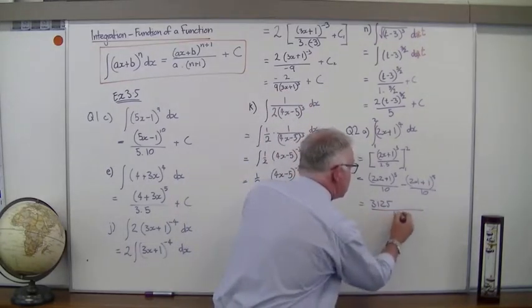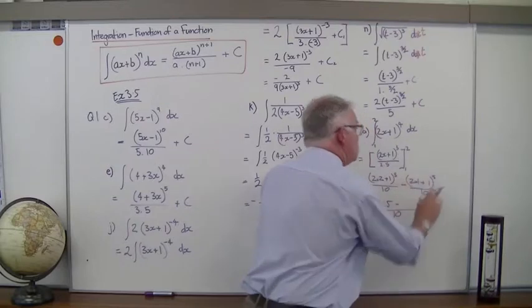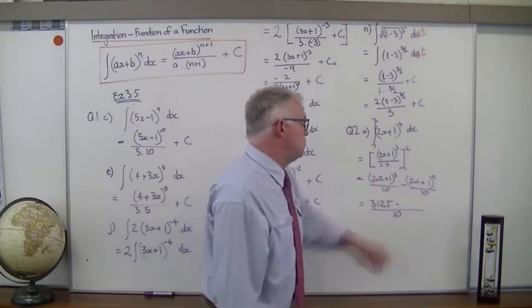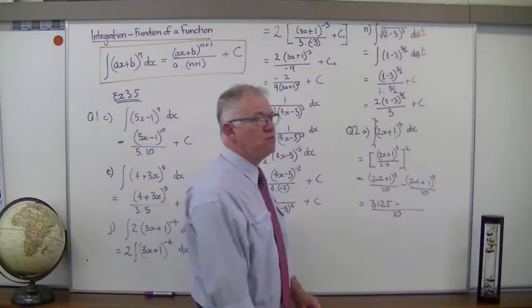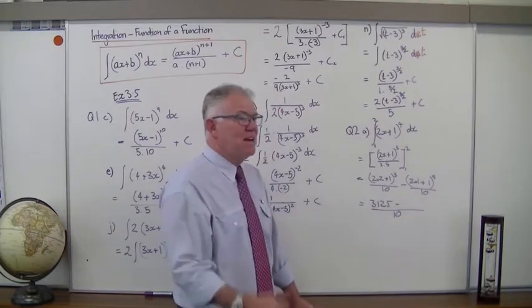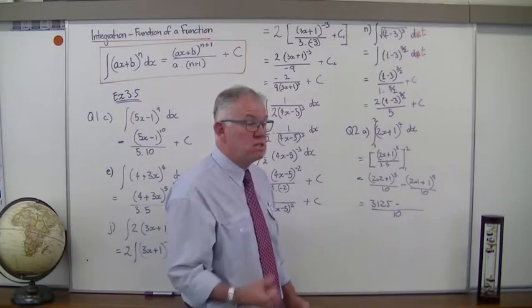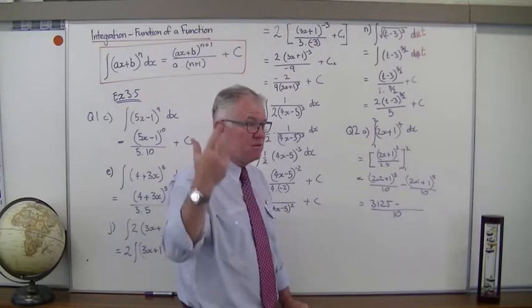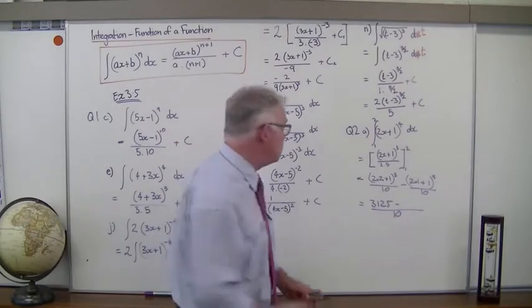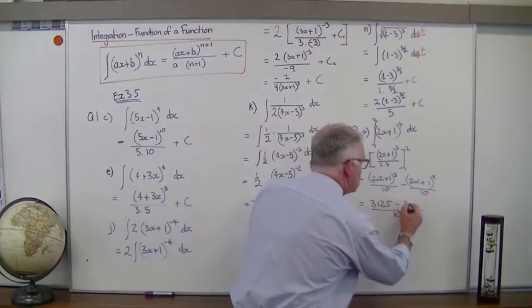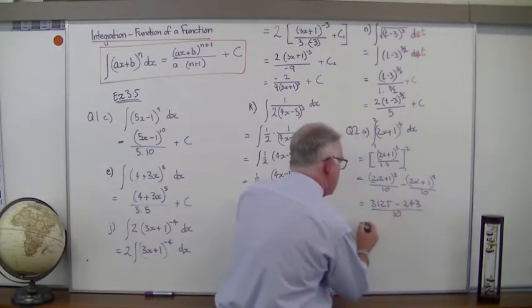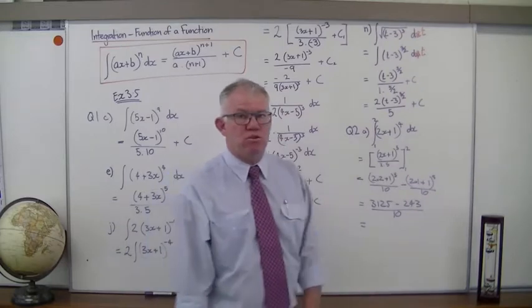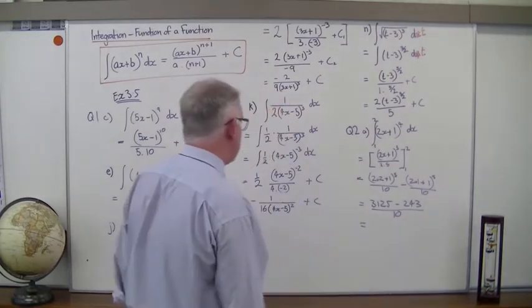All over 10, and that's going to be 2 times 1, which is 2, plus 1, 3, 3 to the power of 5. I don't know, 81, 243, it's one of those ones. 3, 9, 27, 81, 243, minus 243. And you can find out what the numerical answer is for that.